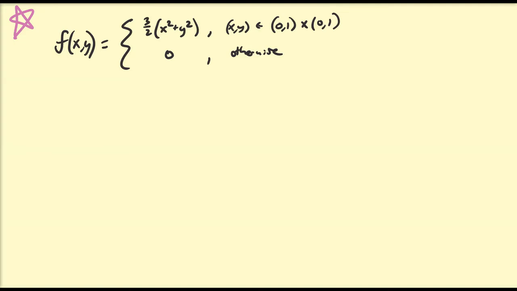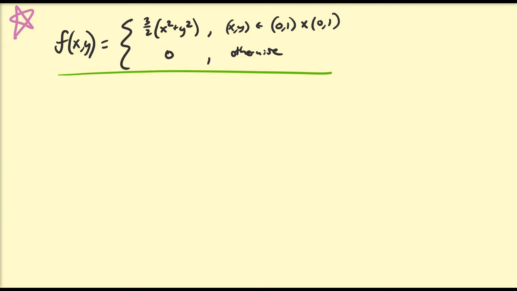Hello there. In this video we're going to continue our discussion of probability density functions in two variables, which you can extend to higher variables if you wish. So in the previous video we discussed and proved that this function f of xy equals 3 halves x squared plus y squared on the unit cube, or unit square, is a probability density function on variables x and y.